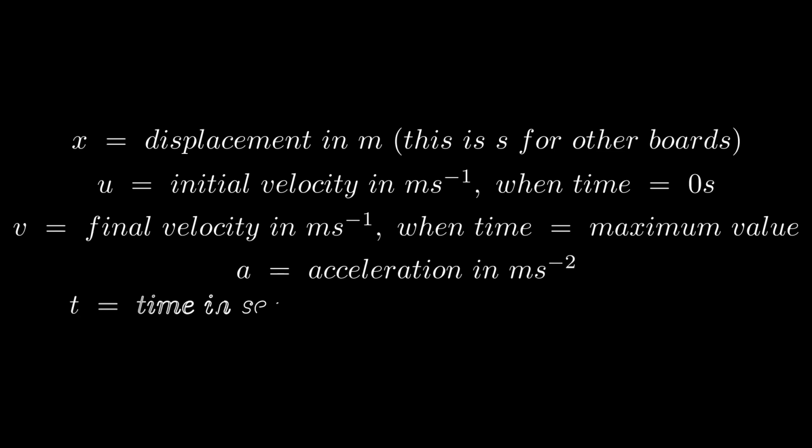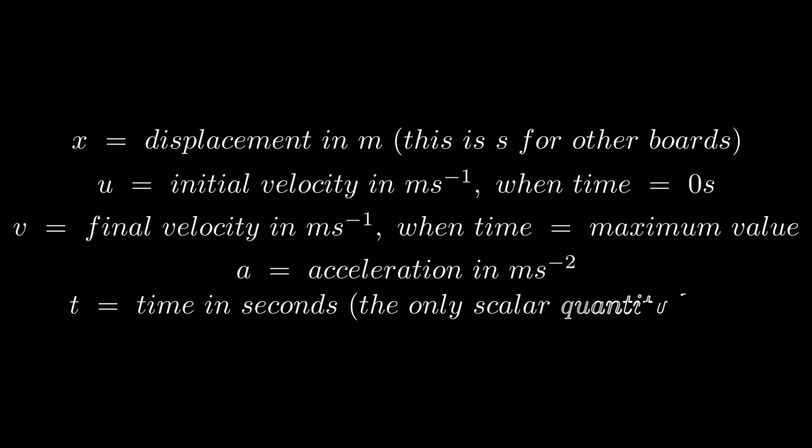And T is time, measured in seconds, and it's the only one of these five that is a non-vector, that is a scalar, so therefore quite useful here that we know it will be the same time for both movements in an X direction and a Y direction.